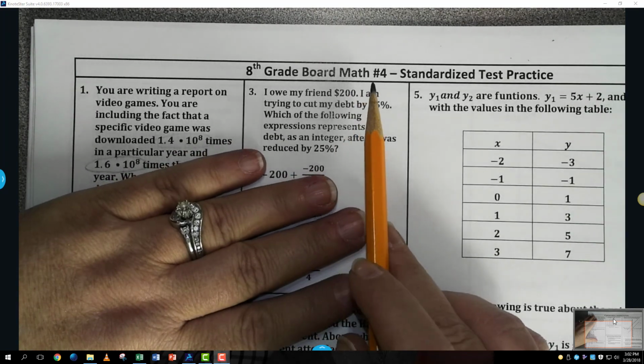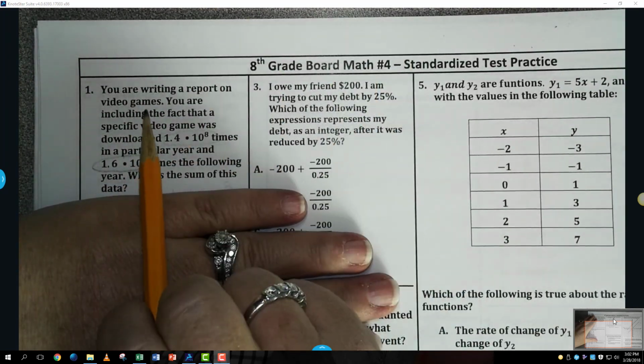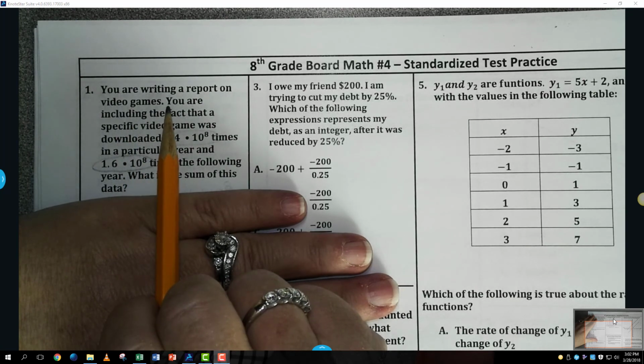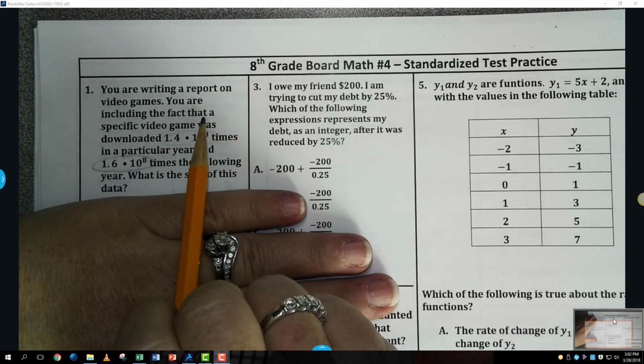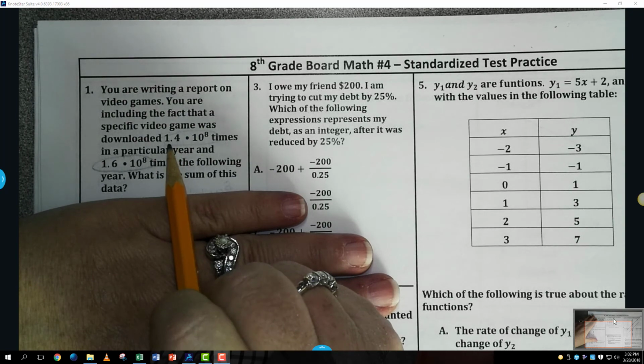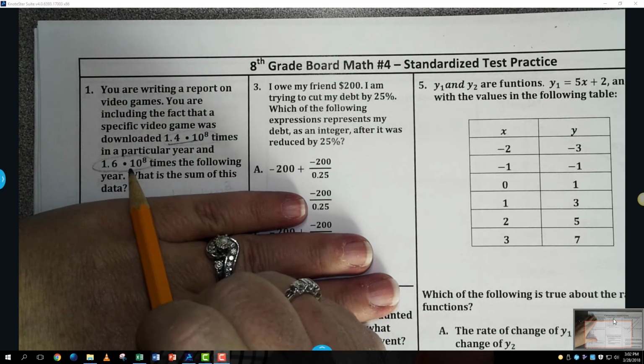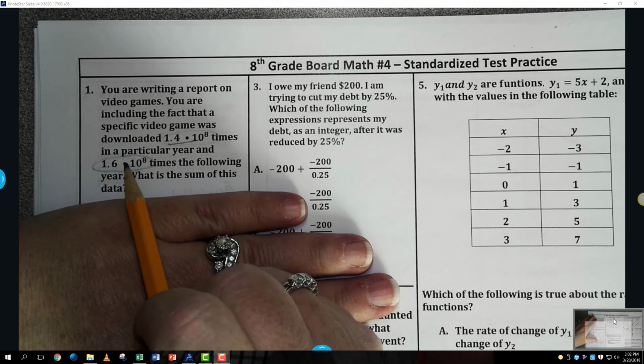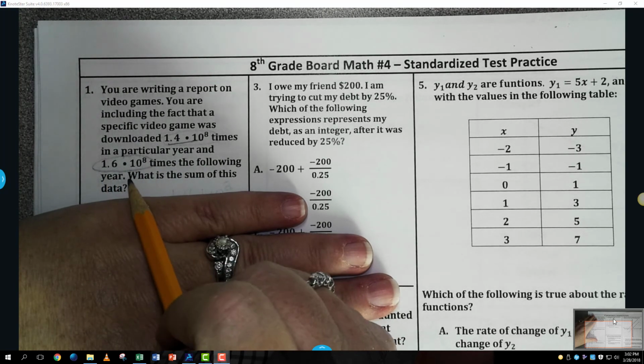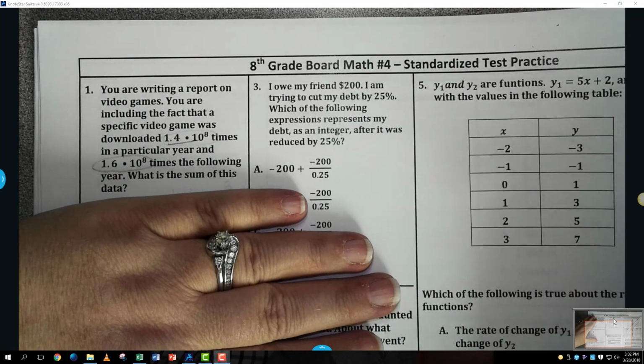Okay, so this is math board number 4. You're writing a report on video games. You are including the fact that a specific video game was downloaded 1.4 times 10 to the 8th times in a particular year, and 1.6 times 10 to the 8th in the next year. What's the sum of this data?